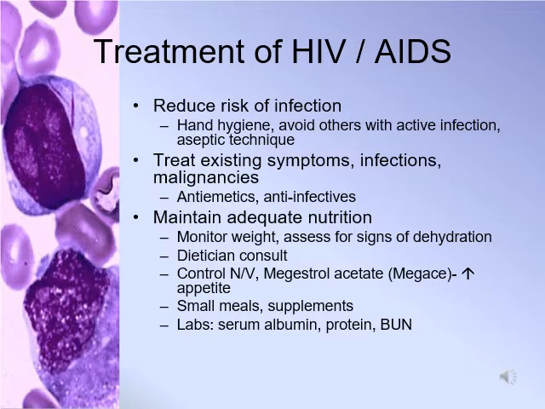Hydration and nutrition is always going to be a good priority, because we do know that they will have wasting syndrome over time, especially as they get later in their disease process. And monitoring weight and assessing for signs and symptoms of dehydration would be very appropriate.